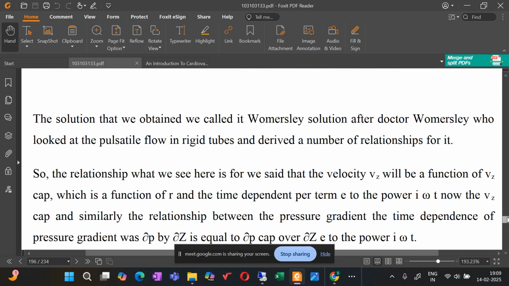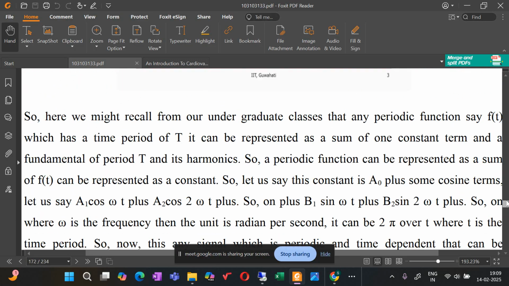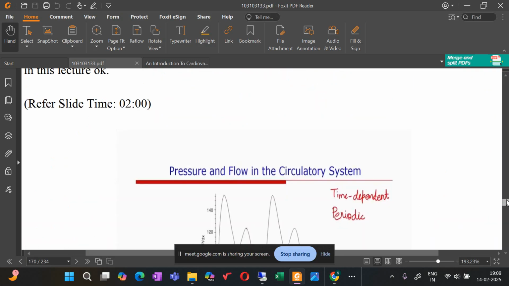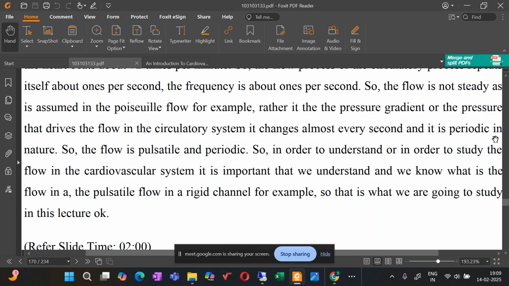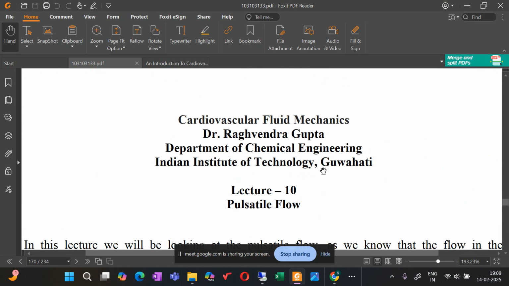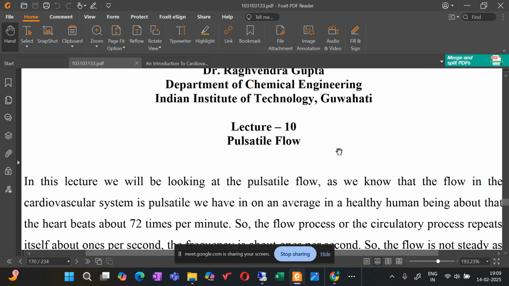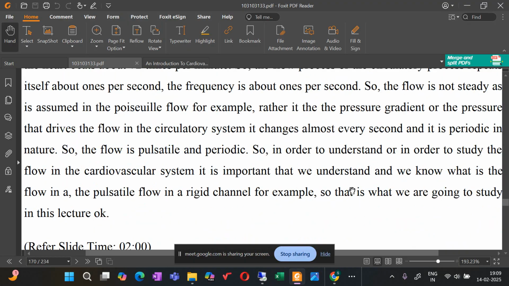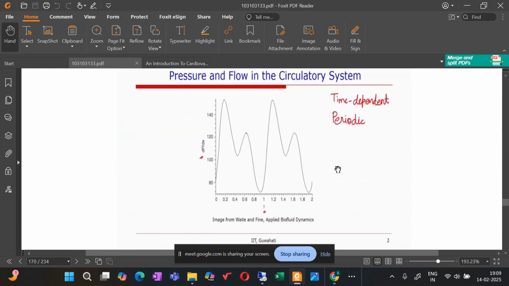So coming to the main point, the main thing that started in lecture 10, so this week, if you see, is pulsatile flow, and in the pulsatile flow you started with the pressure gradient, which is a function of time, right? And also it is periodic. That has been assumed, but in the real system, in our heart, this is more chaotic.